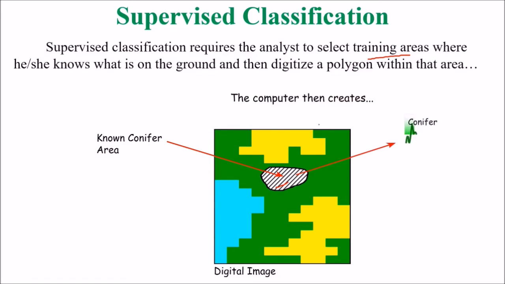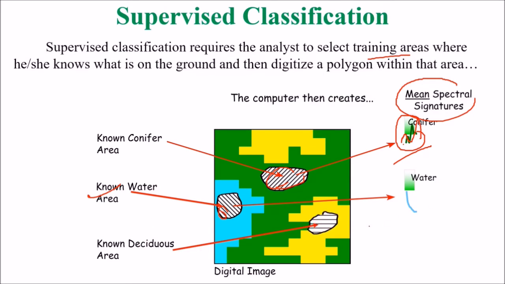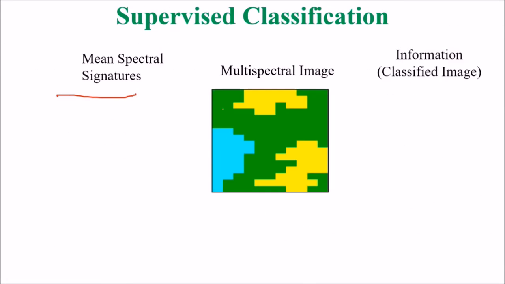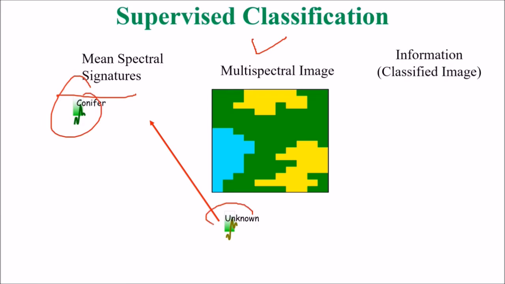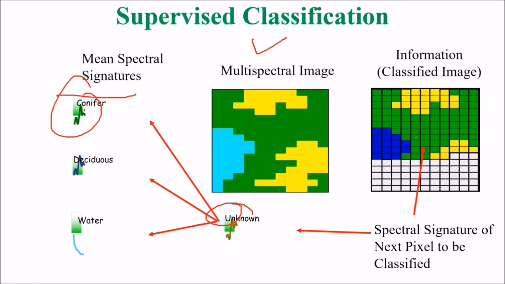The computer then creates what? A conifer. So you have taken that spectral signature and you have devised that, okay, this is the area. So what does the computer do? It creates a mean spectral signature of this area. And if you have a known water area, you choose this, and then it again creates water. You know the deciduous area, the computer is going to create a deciduous mean. So these are the mean spectral signatures, and you have a multi-spectral image. So this is known and this is unknown. So we match the unknown with which of these are matching. And once this is matched, we say the spectral signature of the next pixel to be classified is in this area. This is how we classify it.